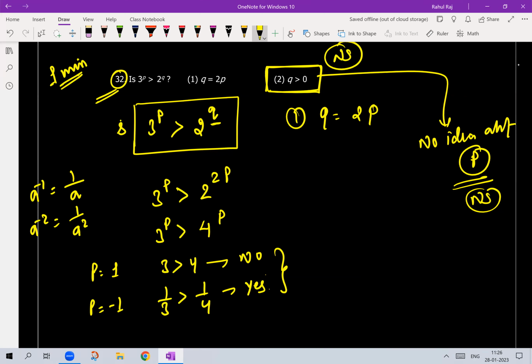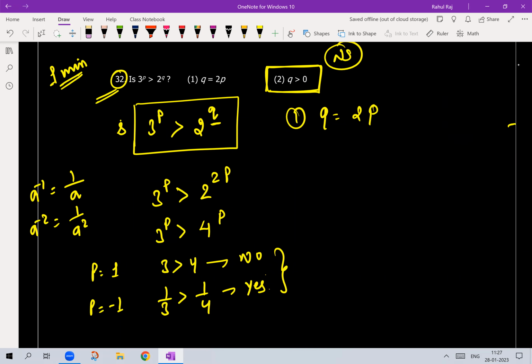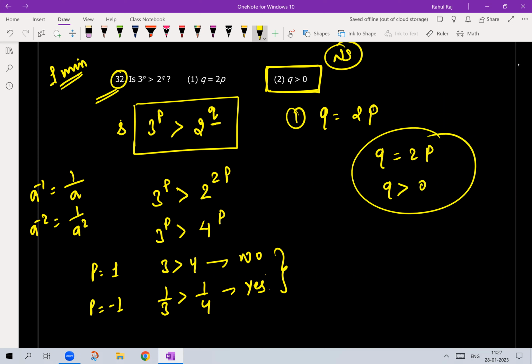Now my job is to combine. Now combination means what? Think about it. Option number 1 says q is equal to 2p. Option number 2 says q is greater than 0. Now in combination, what do we understand? From option number 1, can I say p is equal to nothing but q by 2? Is that very clear? Agreed, yes or no? Yes. Now, if q is greater than 0, can I actually come to a conclusion that p is also greater than 0? You take any positive value of q, p will surely be greater than 0.